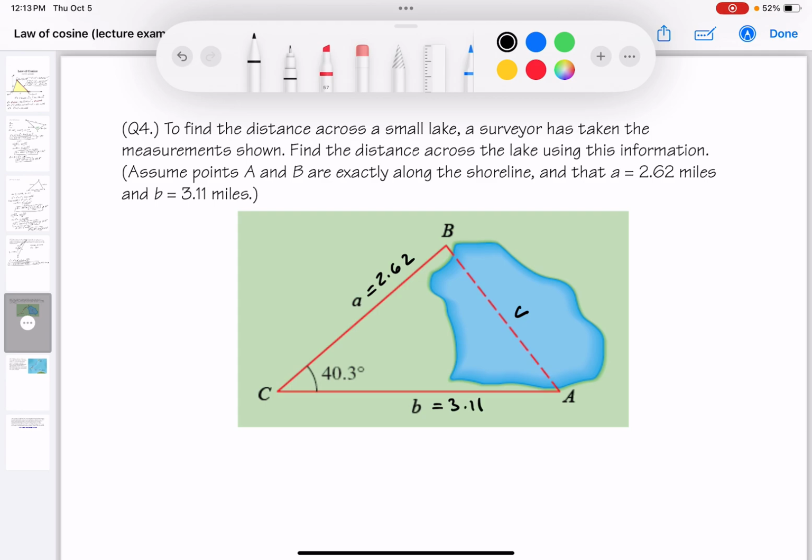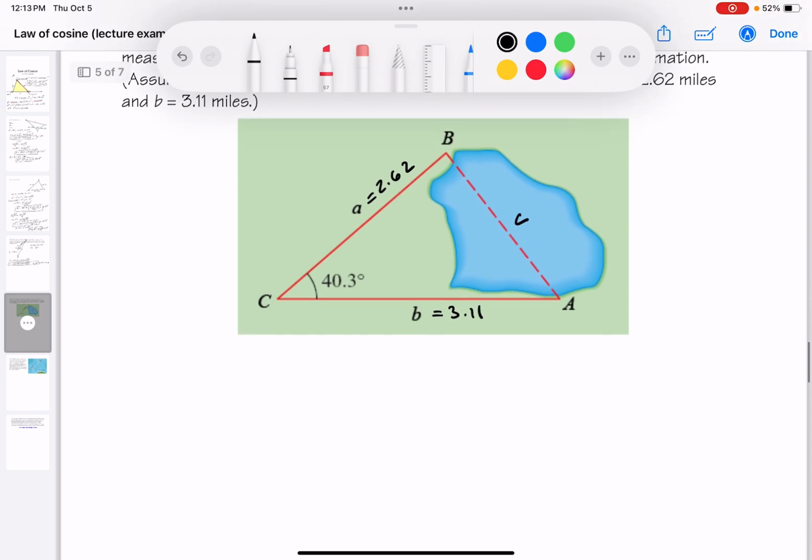And again, I see this as being a problem where I'm not solving the triangle. I'm just coming up with the length C. And what is that going to be? C squared. And, oh, by the way, I want to emphasize we need three things to do this. We need to know side A is 2.62, yes, in miles. B, we know, is 3.11 miles. And we need to know the angle C is 40.3 degrees.